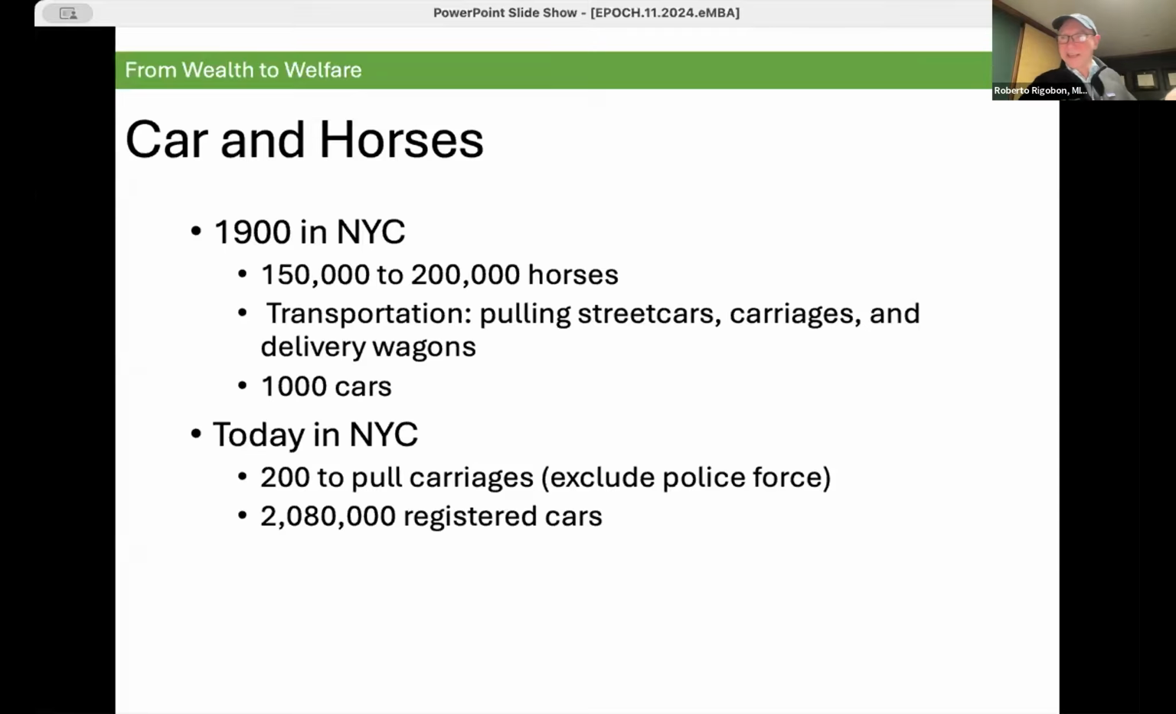But it cannot be 180,000, no? So the horses have to be a tiny number, okay? And we have 2 million cars that are registered. Even though New York in the United States has a very good transportation system, we're still using the cars. So clearly the cars won. I mean, there's no doubt that the cars actually won this battle with the horses.